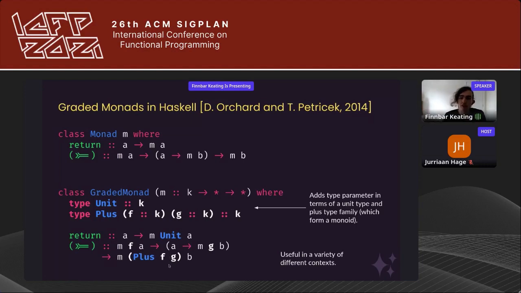They've been used in a variety of different contexts in the literature, like dealing with concurrency, avoiding deadlocks in concurrency, and making better reader monads that allow you to see exactly what's being read in them. But this is fairly new. This is a new application.